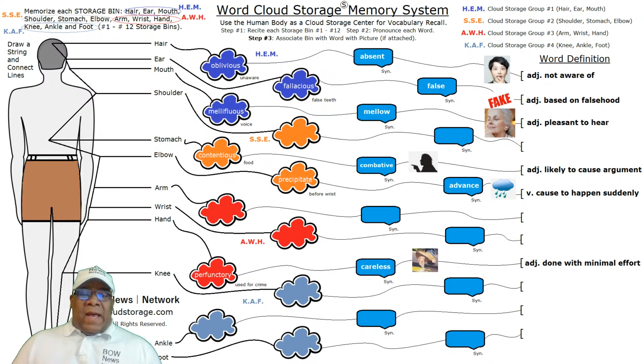So if you want to remember that before, wrist as a keyword, and then we associate it with synonym advance, cause to happen suddenly. Precipitate could also be viewed as a result of solution in a chemistry lab also. So there are multiple meanings and definitions for the word, but it all has to do with the context and how the word is actually used.